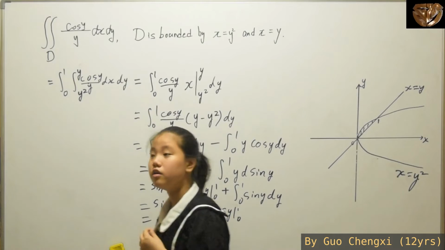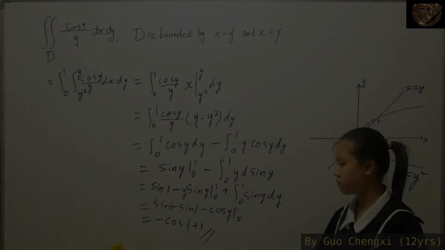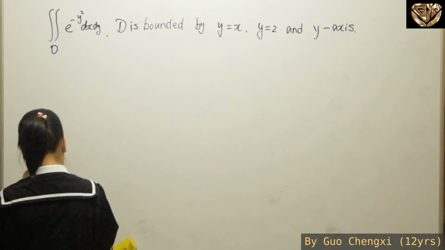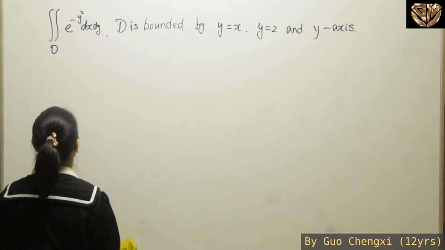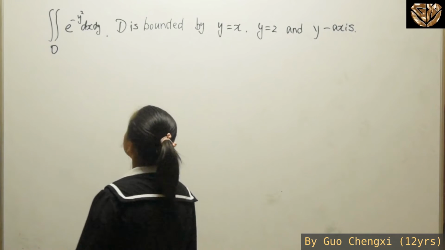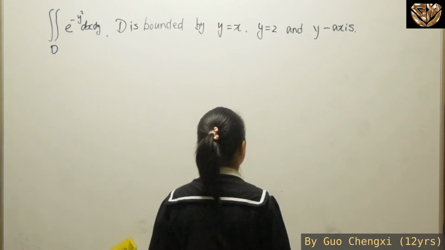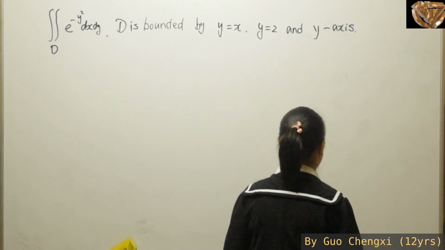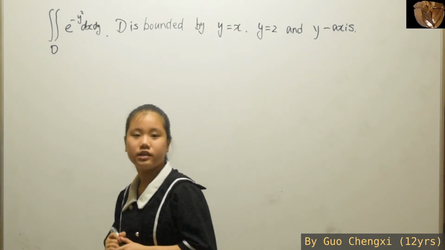example over here. Now we'll be moving on to the next example, okay? Moving on, for our next example, we have double integral d e to the power of negative y squared dx dy. And then d is bounded by x equals to y equals to 2, and y-axis. So first we are going to draw our graph over here.